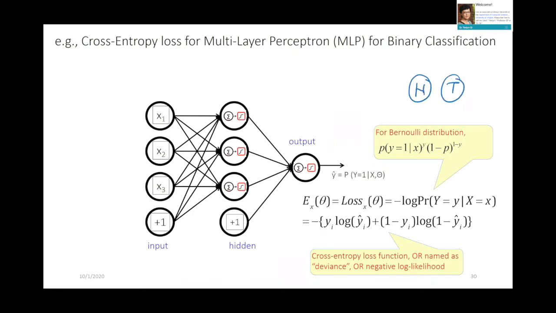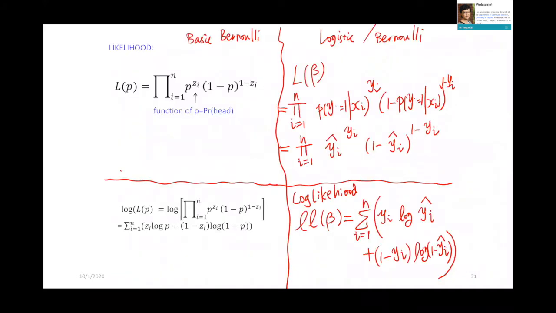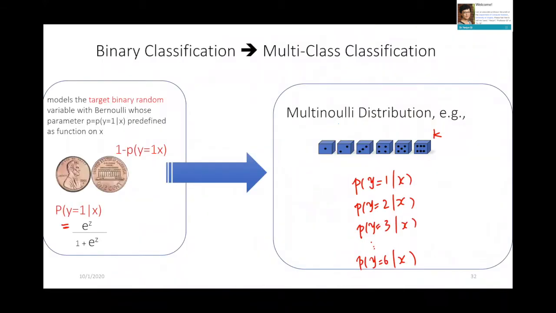In a Bernoulli distribution, you only need one parameter, p head. After you have that p head, you can write down its probability as p to the y times 1 minus p to the 1 minus y. We actually did this derivation for the basic Bernoulli, and it's very easy to extend that to the logistic regression version of Bernoulli. The only thing is you replace the p head with p(y equals y conditional on xi). Everything else is the same. So now, if we have multi-class, what should we do?